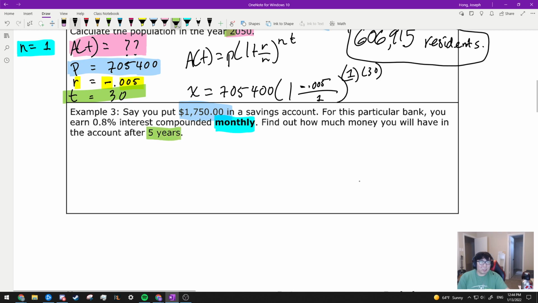So when I try to label my variables, of course, how much money will I make after 5 years? This is going to be my question mark right here, which is pink. My time is 5 years because it said so in the question. How long after?